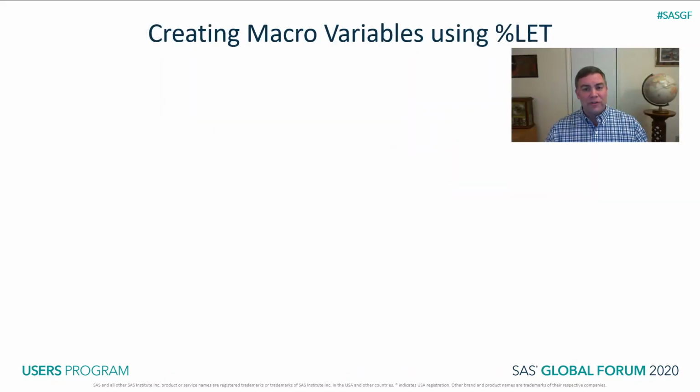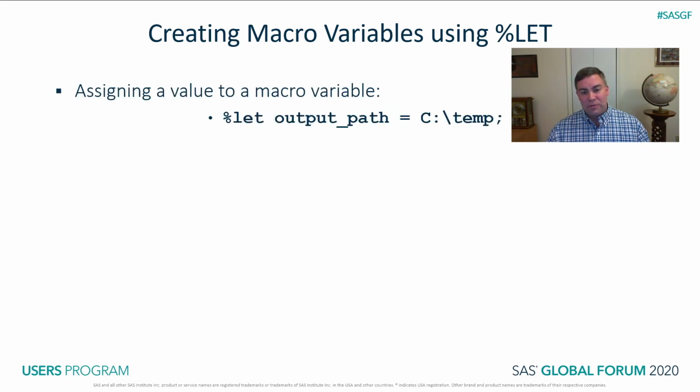Let's talk about creating macro variables using the %let macro statement. As most of you probably know, we can create a macro variable by simply saying %let, the name of the macro variable that we wish to create, equals, and then the value we wish to assign to that macro variable. And when this statement is executed by the macro processor, it will take that value and store it on the symbol table. The symbol table is where macro variables are stored. So this statement here will create a macro variable called output_path, and it will store the value C:\temp in that macro variable.